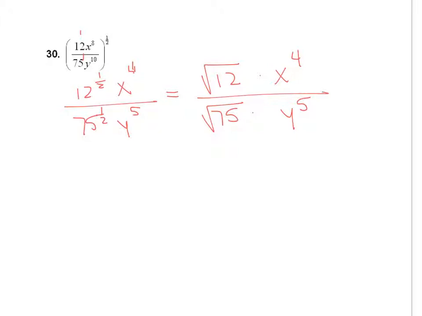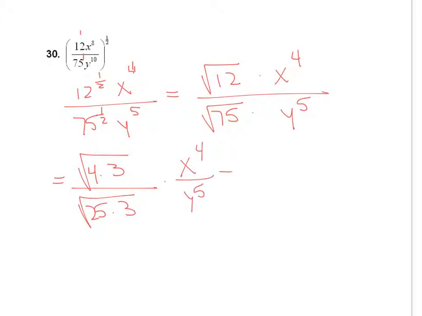Now what I know about both of these is that this is going to be 4 times 3. This is going to be 25 times 3. The square root of 4 comes out as a 2. The square root of 25 comes out as a 5, and these can go away and cancel out. So you're left with 2x to the 4th over 5y to the 5th.